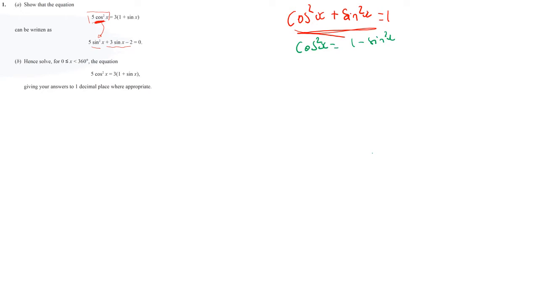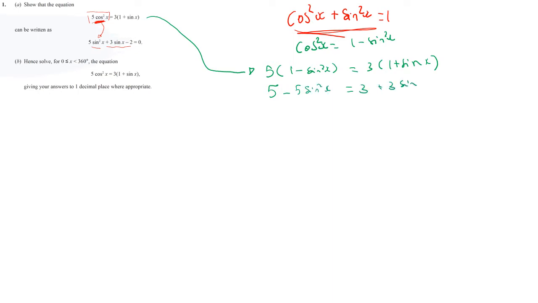Okay, so we can write 5 times (1 minus sine squared x) equal to 3 times (1 plus sine x). And then if we expand it out, we will have 5 minus 5 sine squared x is equal to 3 plus 3 sine x. Okay, and if we rearrange it, we will get it into this form.